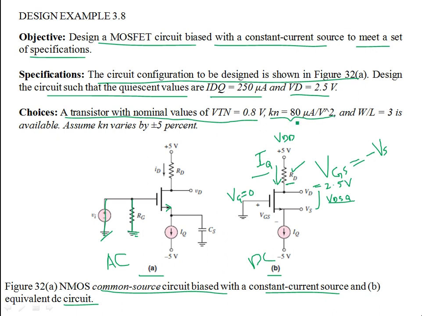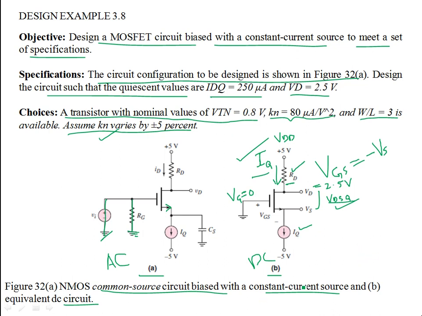It consists of mobility and the gate oxide. So this is 80 microamps per volt squared. Then the geometrical parameter, the ratio of width to length of the channel, is 3. That's available. But then there is a certain variation of Kn, plus or minus 5%. And with this variation, we are going to see how this current source IQ stabilizes your Q point, stabilizes IQ and VDSQ. So the idea is that this IQ is going to stabilize this overall circuit.